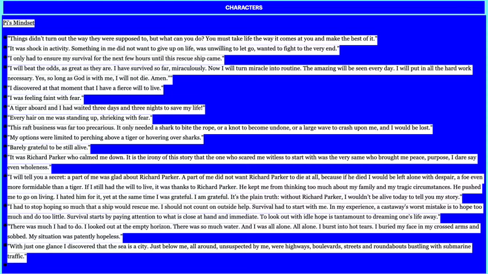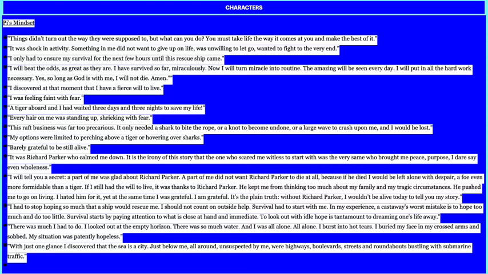I had to stop hoping so much that a ship would rescue me. I should not count on outside help. Survival had to start with me. In my experience, a castaway's worst mistake is to hope too much and do too little. Survival starts by paying attention to what is close at hand and immediate. To look out with idle hope is tantamount to dreaming one's life away.